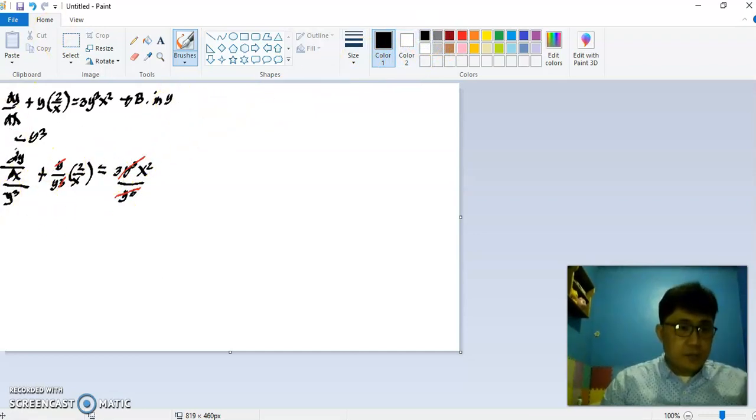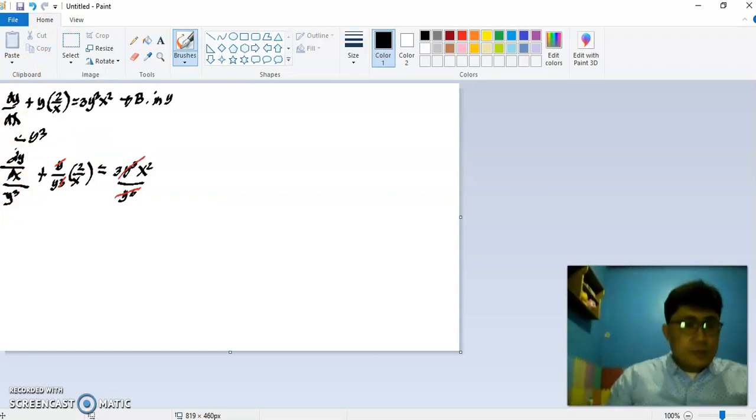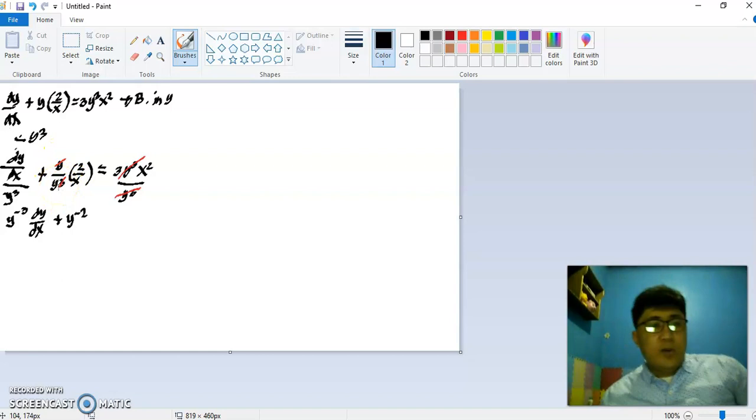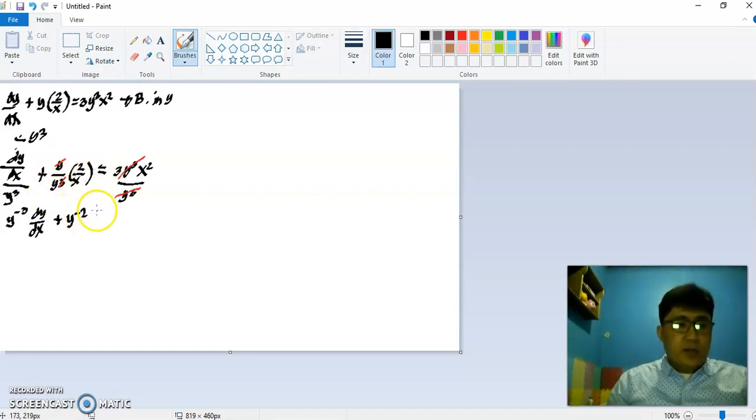So from there we have dy over dx over y cubed, or we will make it like this. We raise this one up, so we have y raised to the power of negative 3 dy over dx, plus y raised to the power of negative 2, because we have 1 over y squared, times 2 over x, equals 3x squared. So now we already have this one.